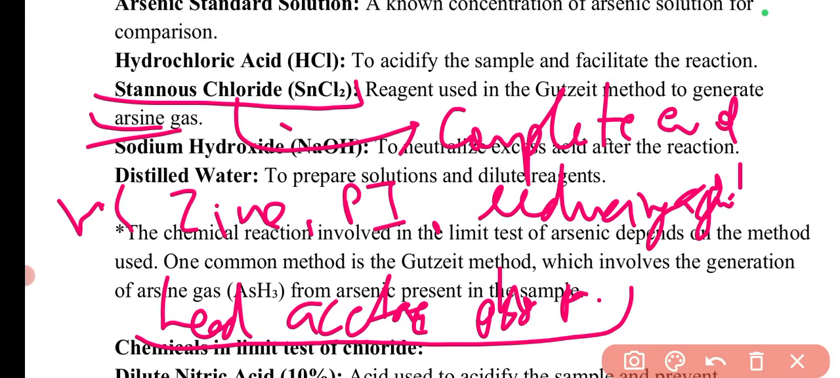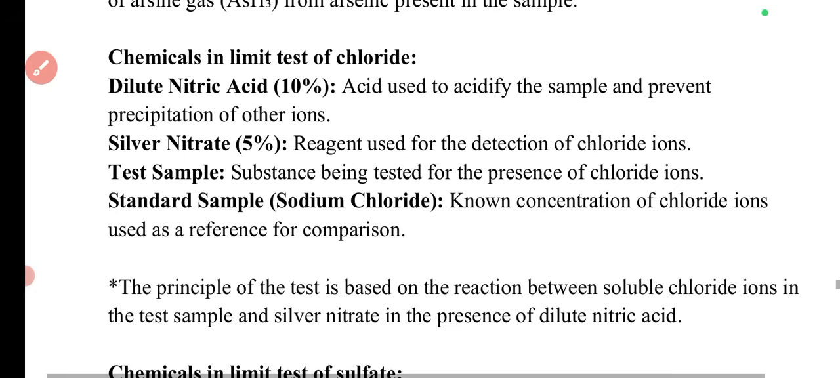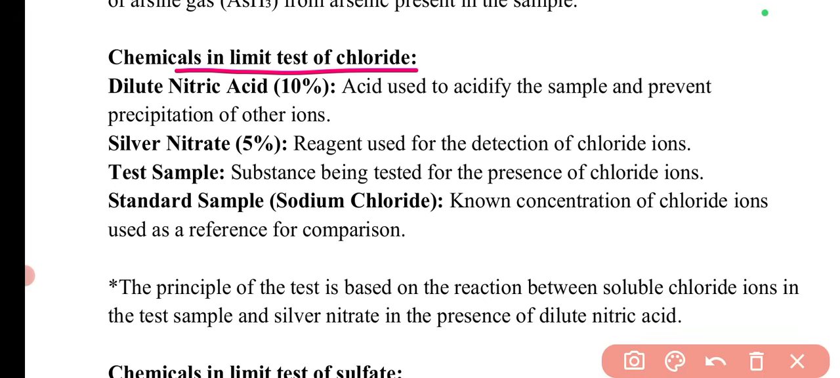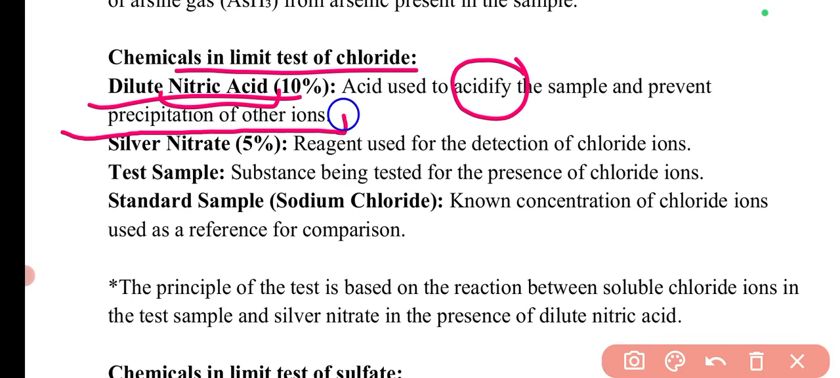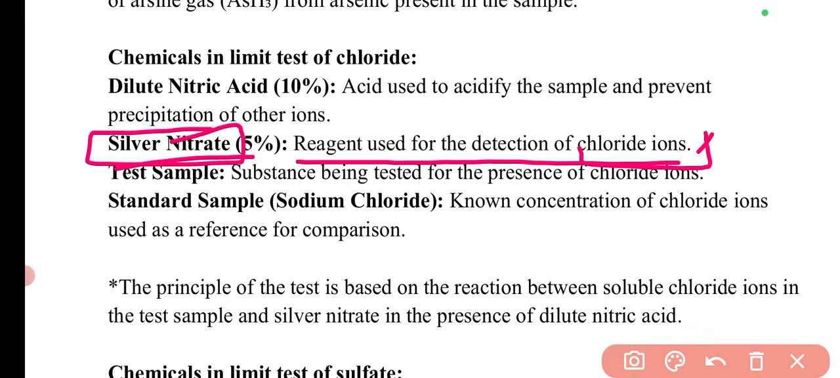Then we can simply move to the next limit test, that is the limit test for chlorides. In the limit test of chloride, we use dilute nitric acid. Again, this is an acid, so it will be used for acidifying the sample, and it also prevents the precipitation of other ions. So this is also important. Then there is silver nitrate, in 5% concentration, and this reagent is used for the detection of chloride ions. So this reagent is important in the limit test of chloride.